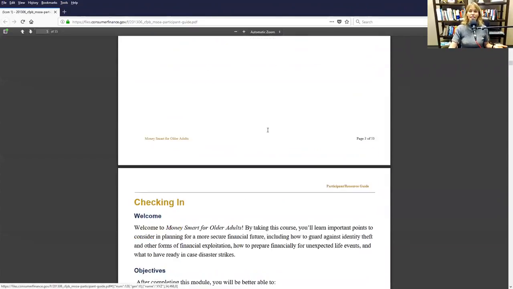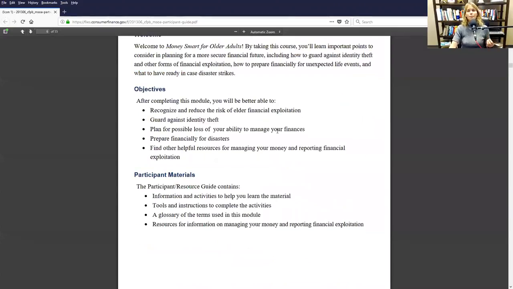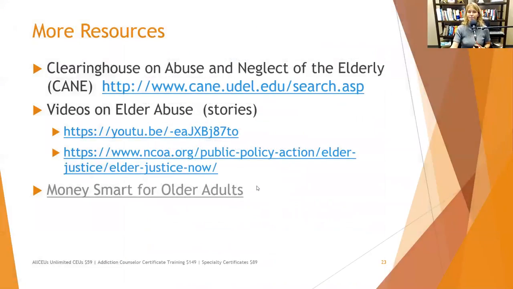It's not something that gets super in-depth, but it helps people learn how to recognize the risk of exploitation, guard against identity theft, plan for possible loss of the ability to manage finances. So if you have to have a power of attorney, what can you do? Prepare financially for disasters, and find helpful resources for managing their money. So it really empowers older adults to take charge of their finances.